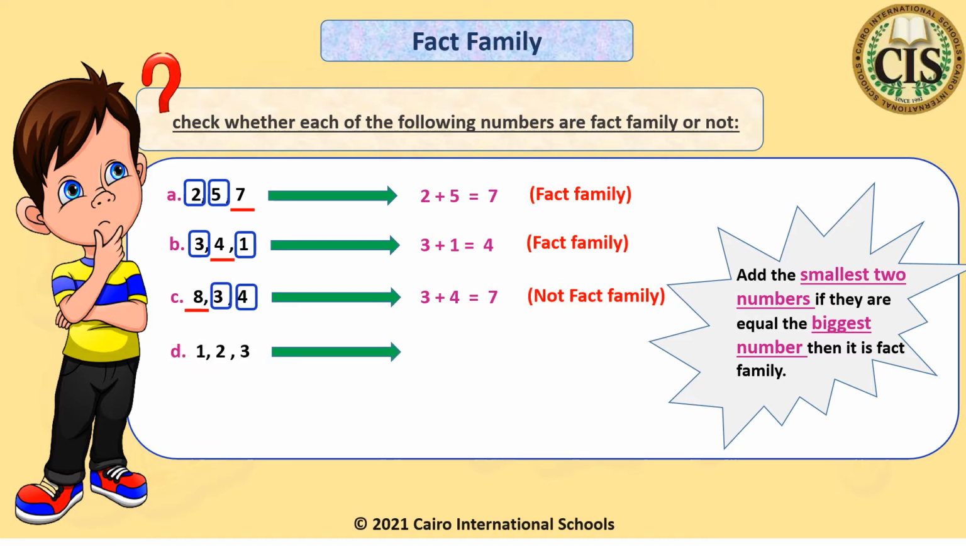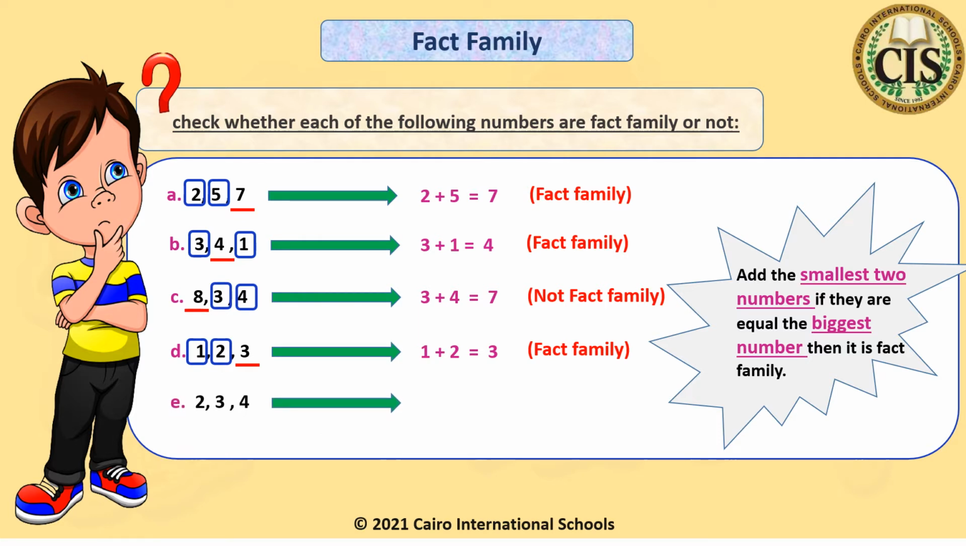The fourth question, we have 1, 2, and 3. Look carefully to pick the smallest 2 numbers. The smallest 2 numbers are 1 and 2. Add them together, the result equals 3. 1 plus 2 equals 3. Yeah, equal to the biggest number. So it's a fact family.